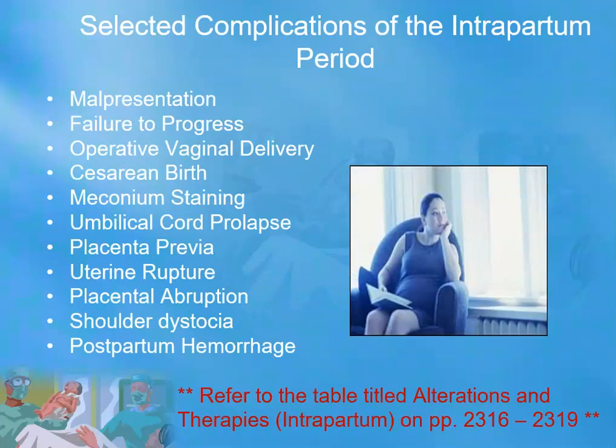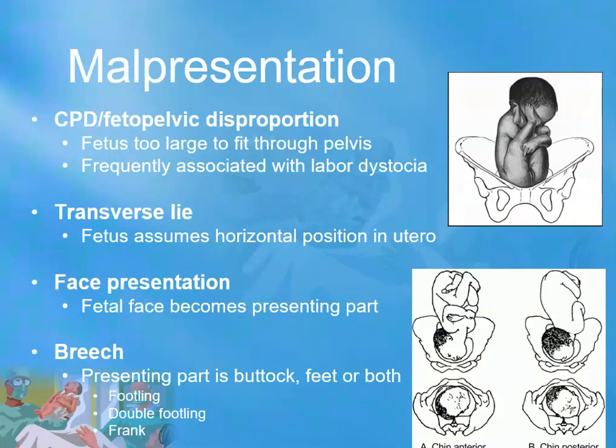There are some complications of the intrapartum period. Malpresentation, failure to progress, operative vaginal delivery, C-section, meconium staining, umbilical cord prolapse. These are all high-risk things we're going to go into in depth in a few seconds, but you can refer to the table titled Alterations in Therapies for Intrapartum on pages 2316 to 2319. Let's start with the first one, malpresentation. So malpresentation, this baby is not presenting in a normal way.